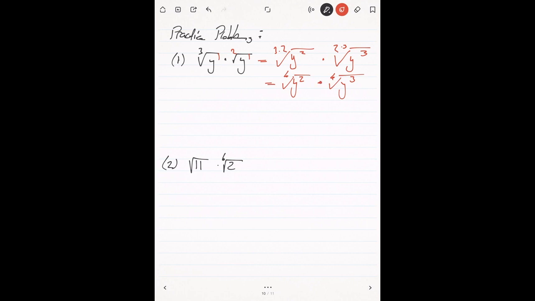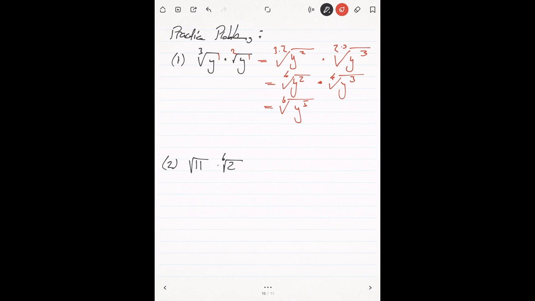So we can go ahead and multiply these together now that they're the same index. So we get the sixth root of y to the fifth power. And we know we can't break that down any further. Let's try the next one. Pause the video and try to see if you can multiply together the square root of 11 with the sixth root of 2.